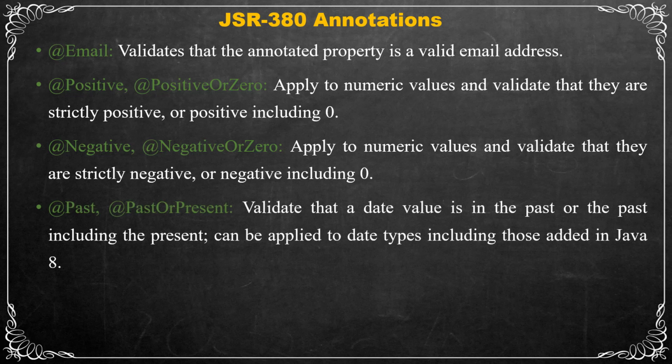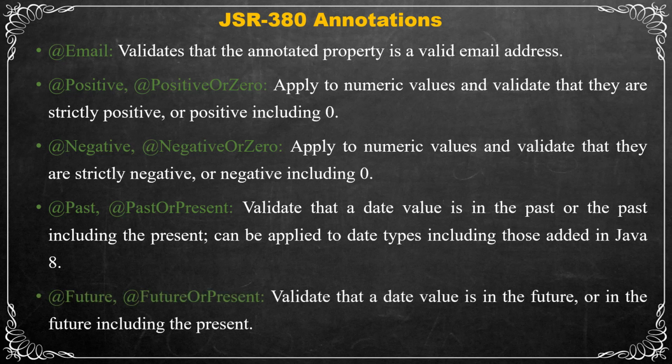Past and past or present annotations validate that a date value is in the past or the past including the present, and can be applied to date types including those added in Java 8. Future and future or present annotations validate that a date value is in the future, or in the future including the present.